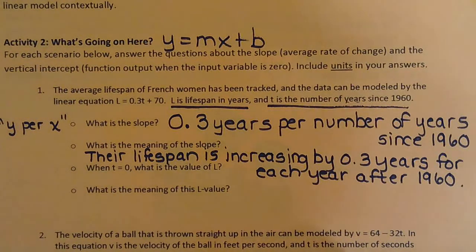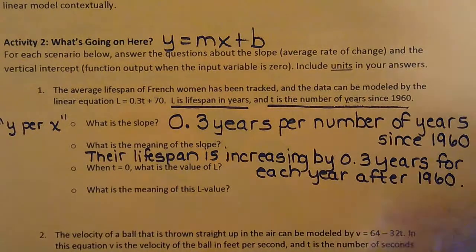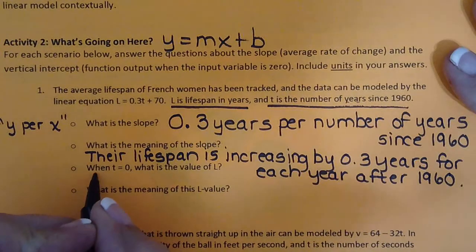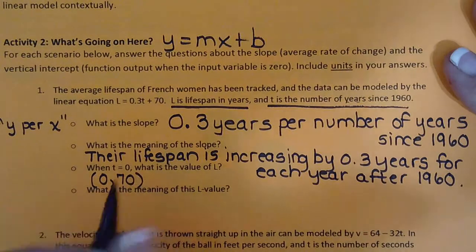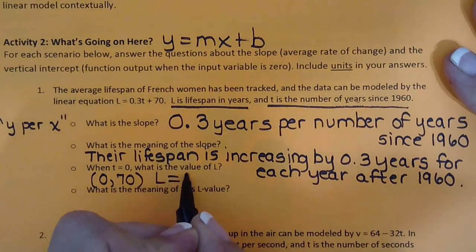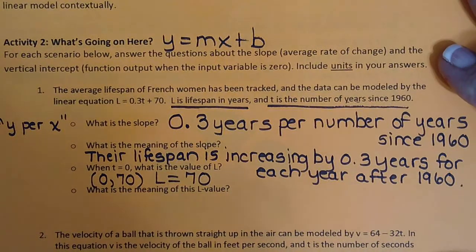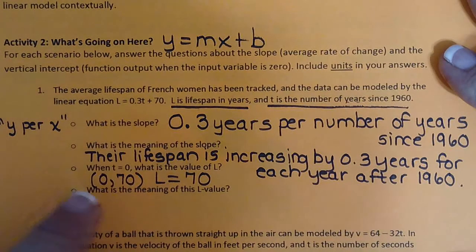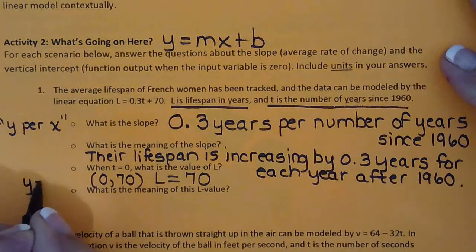Okay, when t is 0, so put 0 there, 0.3 times 0 is 0. We get L equals 70. So when t is 0, what is L? It'd be (0, 70), or we could write L equals 70. They're asking us to find, t is your x, right? So when x is 0, this is called the y-intercept.